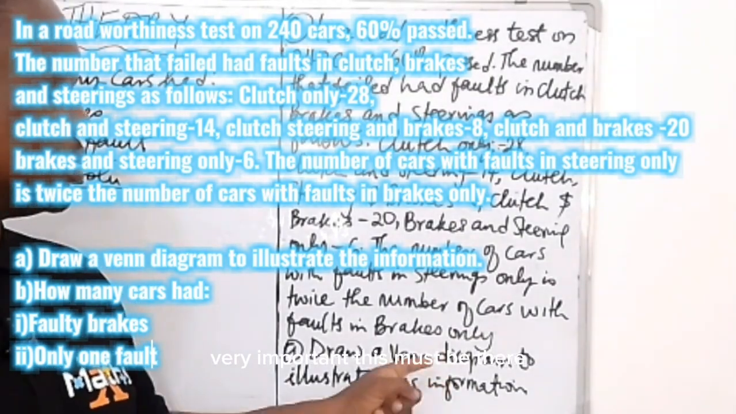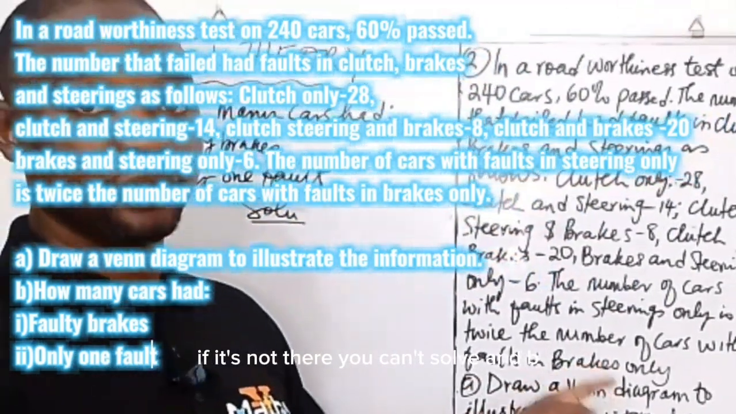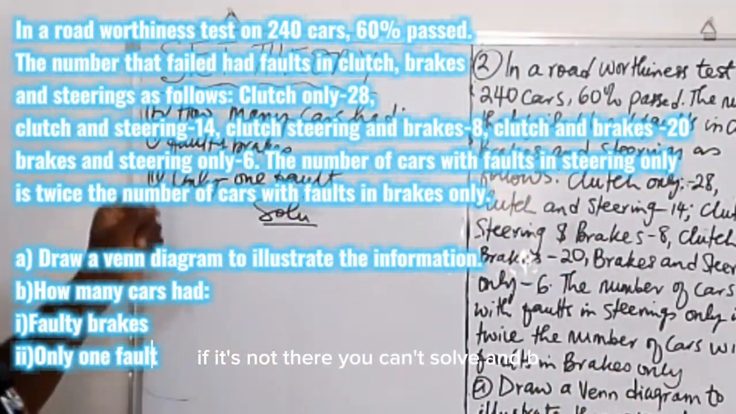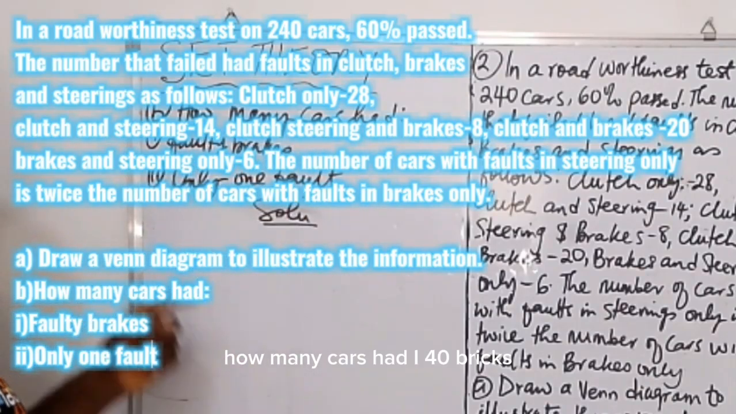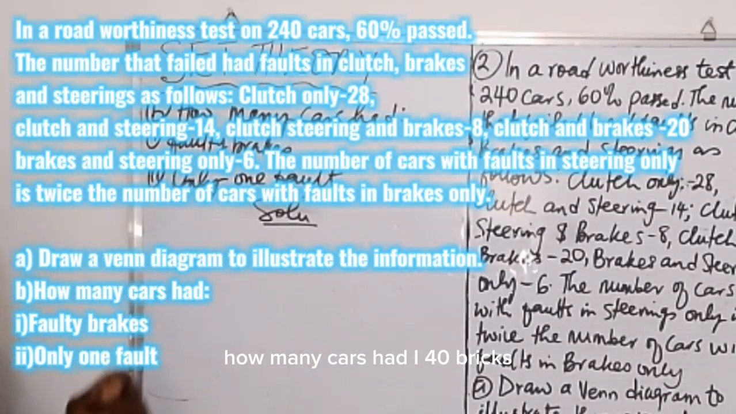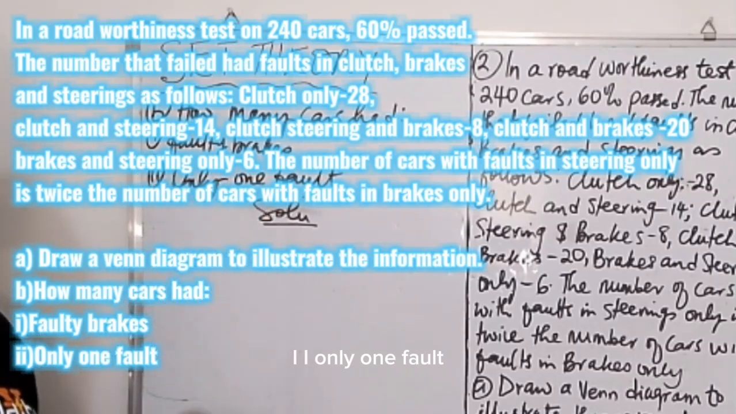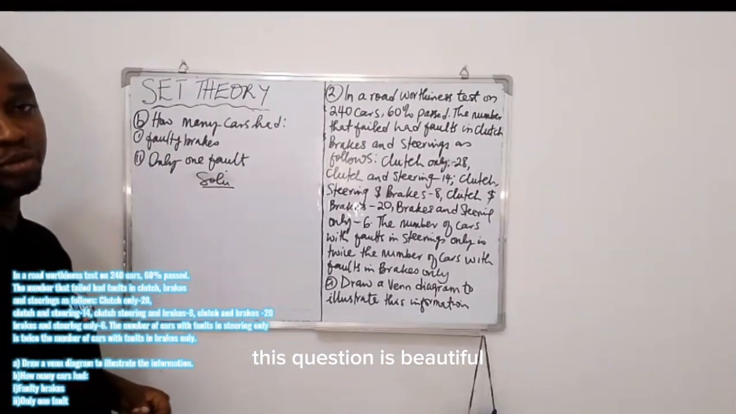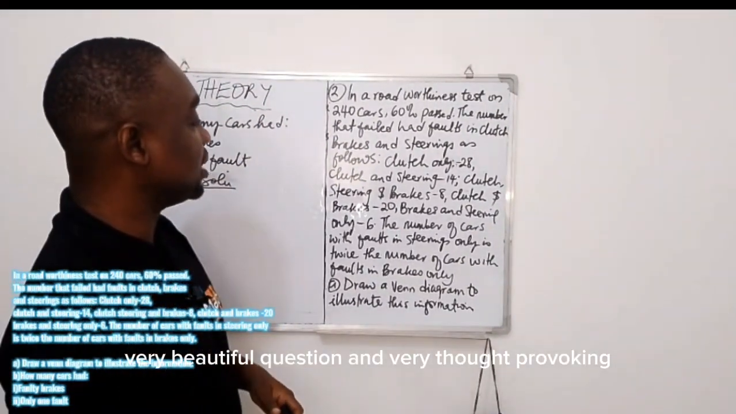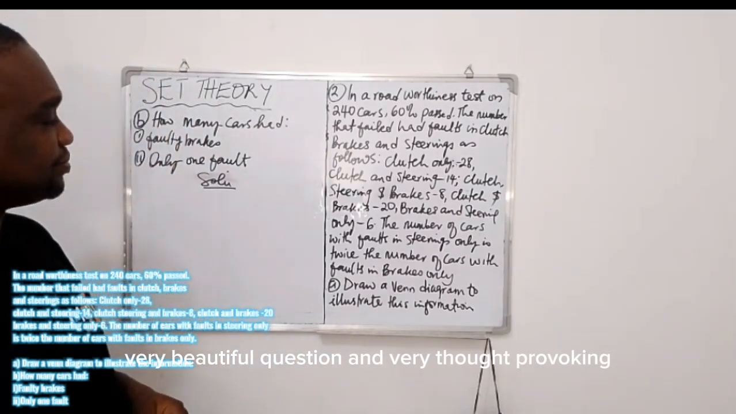Draw A, the Venn diagram to illustrate this information. Very important. This must be there. If it's not there, you can't solve. Then B, how many cars had I, faulty brakes, II, only one fault. This question is beautiful. Very beautiful question and very thought-provoking.